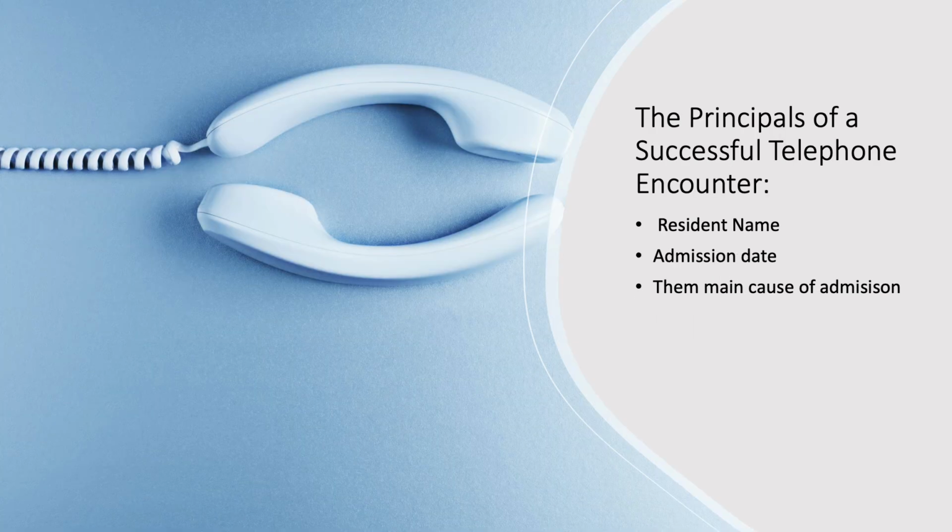The principle of a successful telephone encounter is based first on information: who the patient is. That's number one. The resident name is very important. A lot of times the physician asks you over the phone, who's the patient? Is this my patient or does this belong to somebody else? Is it a patient for us, or Kaiser, or another HMO system?